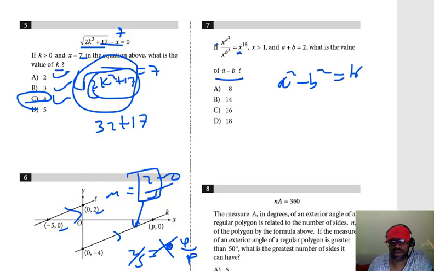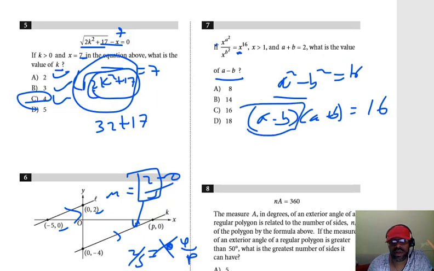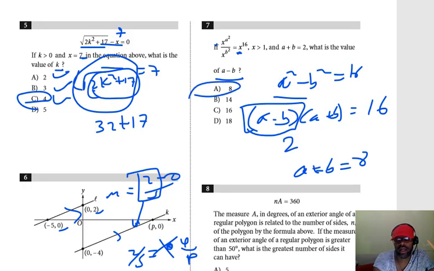So the powers are the same, the exponents are the same. This is a perfect expression: a minus b times a plus b, which is 16. a minus b is already given, which is 2. So to find a plus b, you have to divide both sides by 2. That gives you 8.